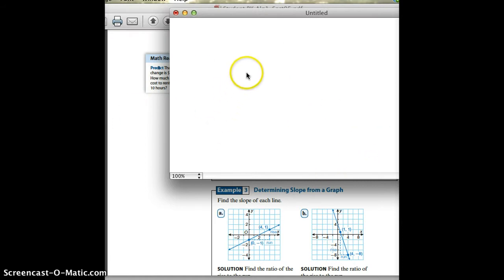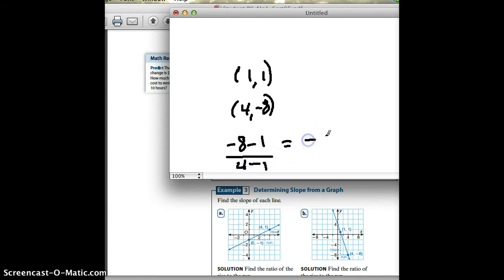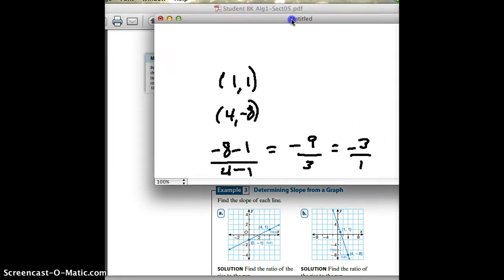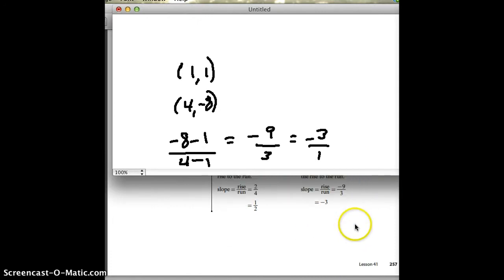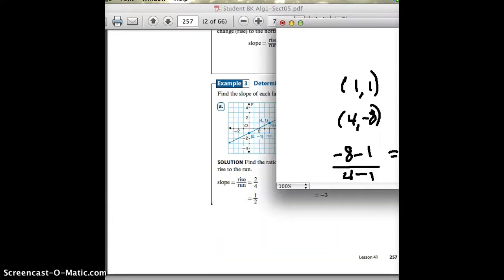The 2 points are 1, 1, and then we have 4, negative 8. It's negative 8 minus 1 over 4 minus 1. So that is negative 9 over 3, which is negative 3. And you can put the 1. A lot of times with lines, if it's a whole number, we keep the 1 underneath it. You can see they took it off, but it's the same thing. And that's page 257.